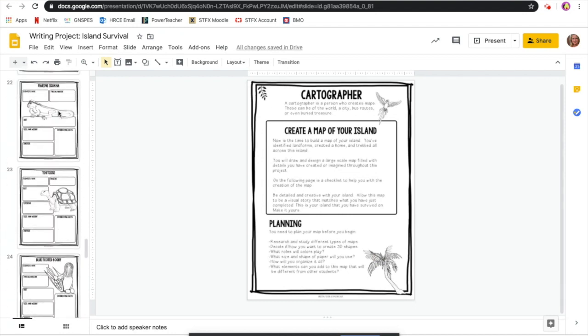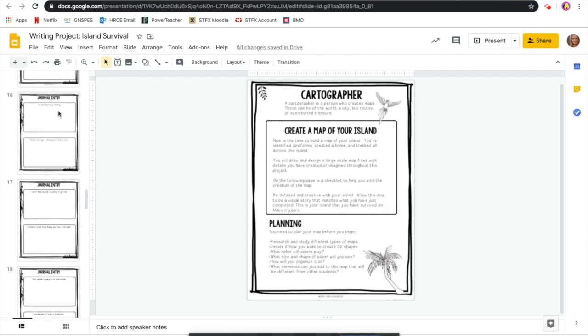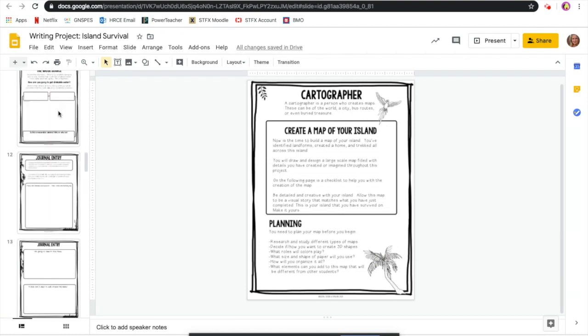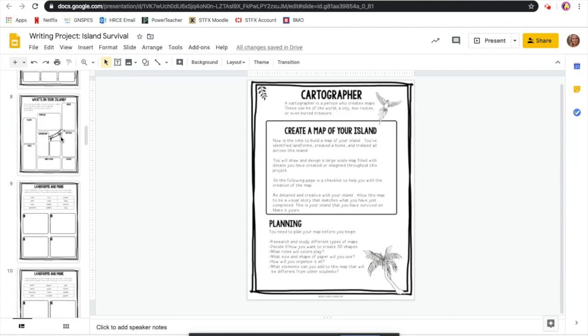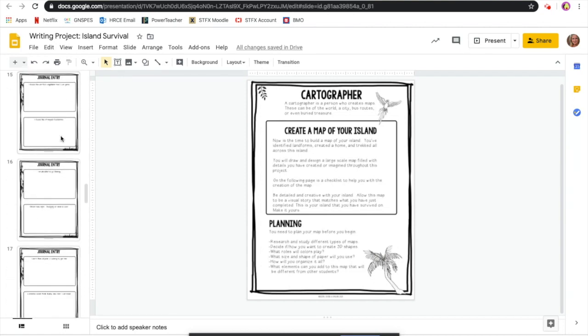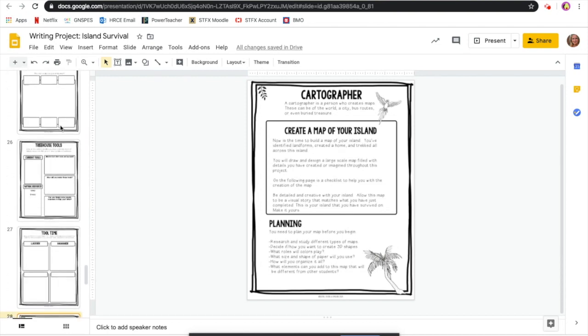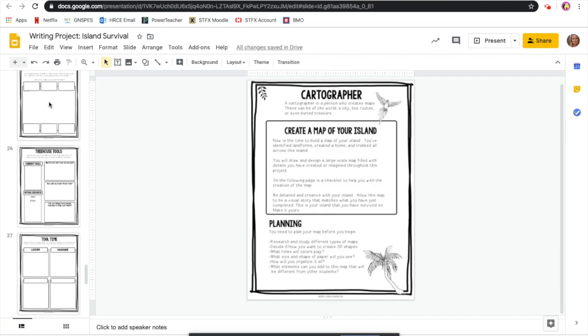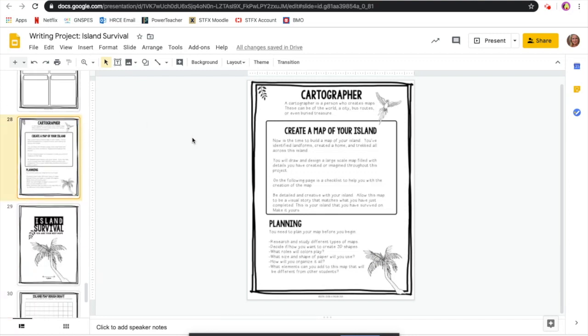So you're going to research some animals. You're going to complete journal entries about your days on the island. You are going to look at where your water source is. You are going to see what's happening on the island. Are there people there? And then finally, you're going to build a tree house for a place to live until you get rescued. Then finally, you're going to create a map of your island.